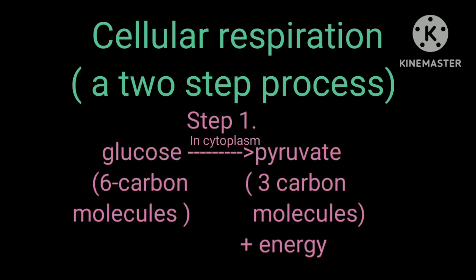Hello students, today we will discuss the second part of respiration. Cellular respiration is a two-step process. In the first step, glucose, which is a 6-carbon molecule, is converted into pyruvate, a 3-carbon molecule, and some energy is released in this process. The first step occurs in the cytoplasm of the cell.